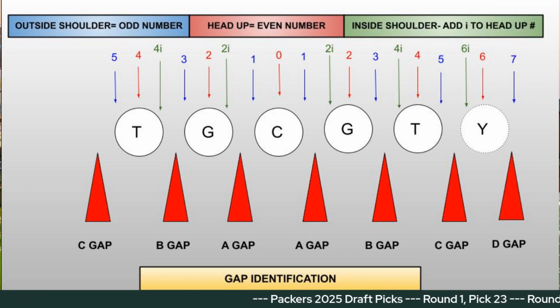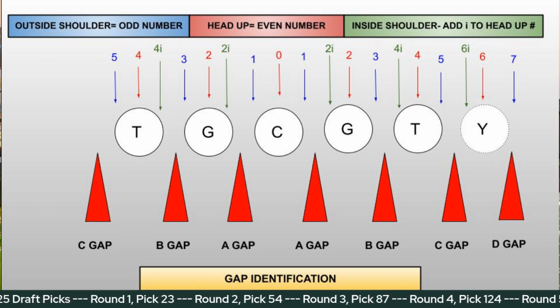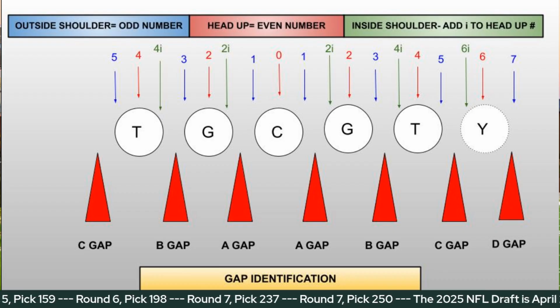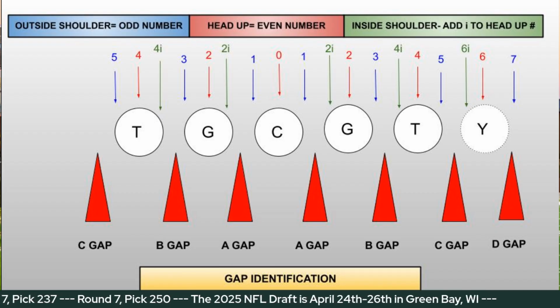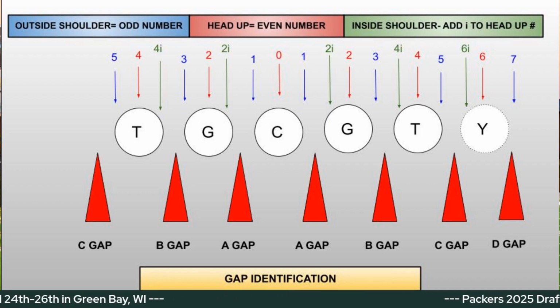So when we're talking about tech, look at the numbers at the top of the screen here. So you've got the positions, right? Tackle, guard, center, guard, tackle, Y, the Y being the attached tight end. You'll notice on the bottom of the screen, the red arrows are the gaps. When you're talking gaps, A gap, B gap, typically that's an offensive term, right? I mean, it's pretty universal, both offense and defense. But what you're describing is the A gap being in between the center and the guards, the B gap being in between the guards and the tackles, and then the C gap being on the outside shoulder of the tackles, even the D gap on the outside shoulder of the tight end.